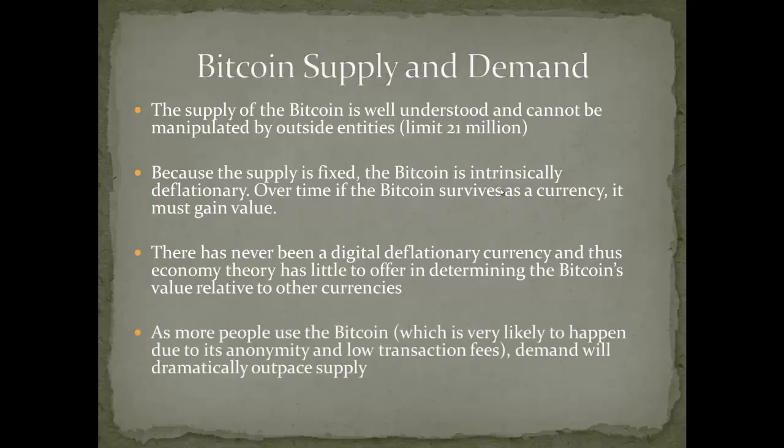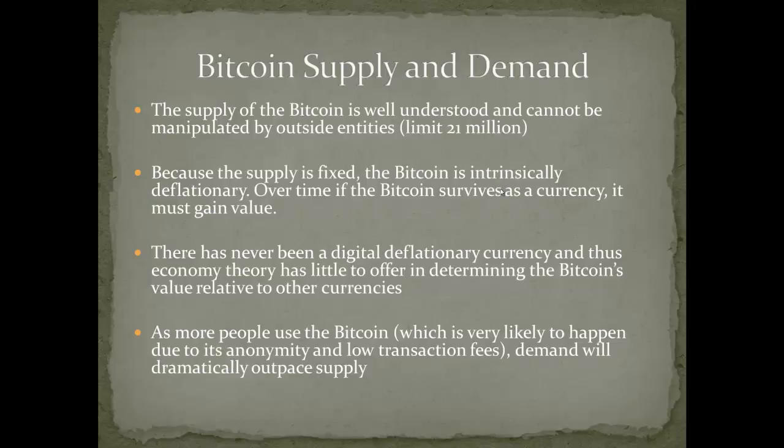Interestingly enough, as more people use Bitcoin, which is very likely going to happen because of low transaction fees and anonymity, demand will dramatically outpace supply. That means if you are an early adopter of Bitcoin, and people were buying them a few years back for 10 cents apiece, you probably are a millionaire today. That's just how it works when you're an early adopter of anything that takes off. Imagine if you were one of the first employees at Google or Microsoft or Apple. You'd be a very wealthy person today. And it's the same deal with Bitcoin.